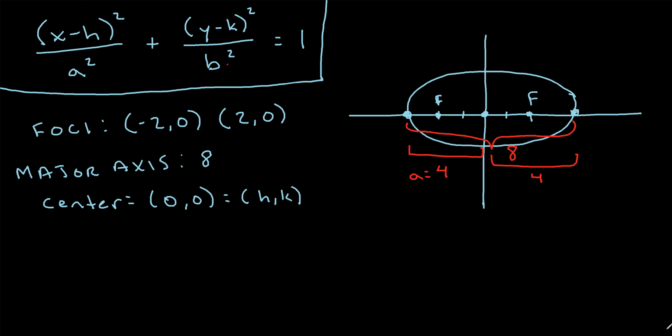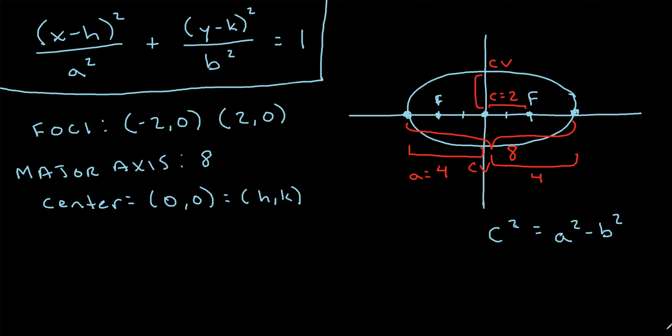And now we just need to figure out, well, what is b? Well, b is the distance from the center to the co-vertices. So the co-vertices, recall, are right here and right here. So this distance b, we don't know b, but we do know that this relationship exists. c squared is equal to a squared minus b squared, where c is the distance between the center and the foci. And we can see that c, to get from the center to the foci, is 2. So what we can do is fill in the values for c and a and solve for b.